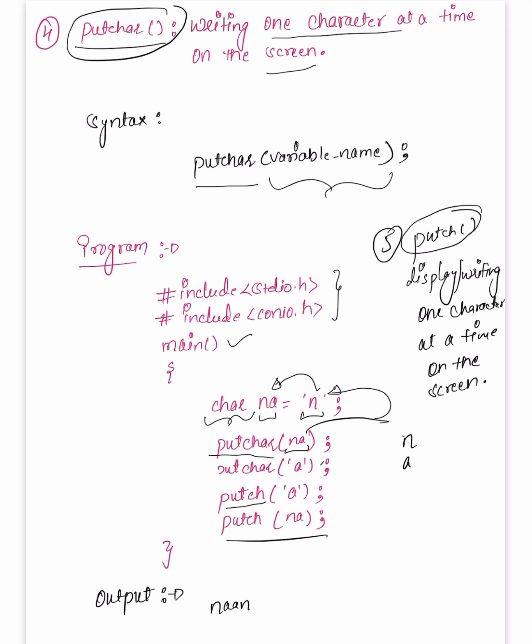Next is the putch function, and in the putch function we use the variable ch, and in the ch variable we have the value of n. So the output will be NAAN. You can see below is the output of this program, that is NAAN.